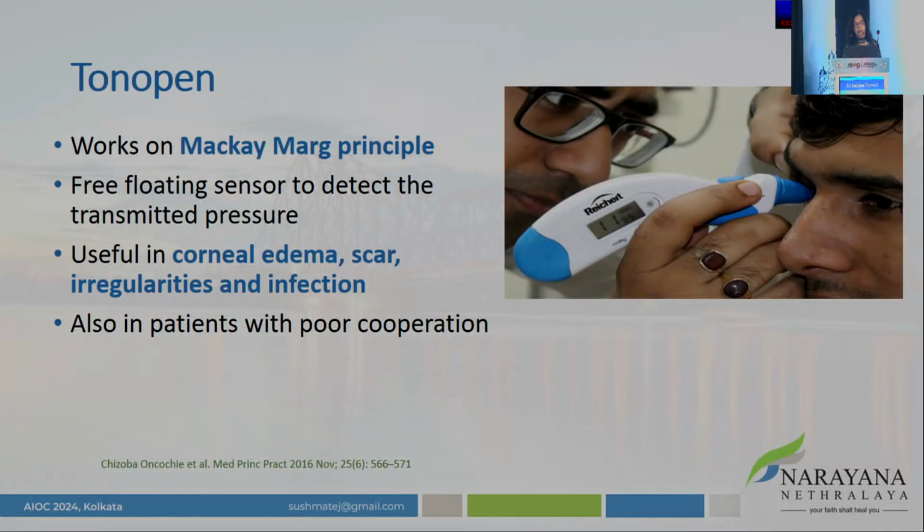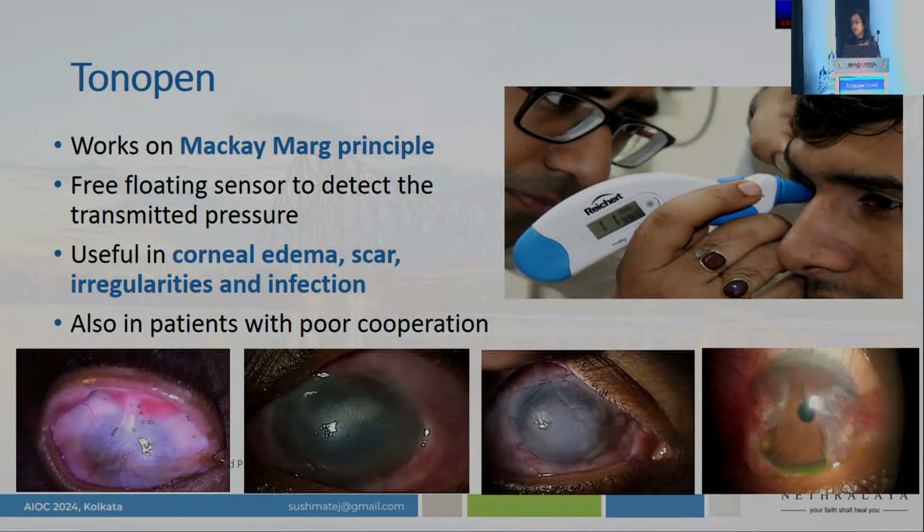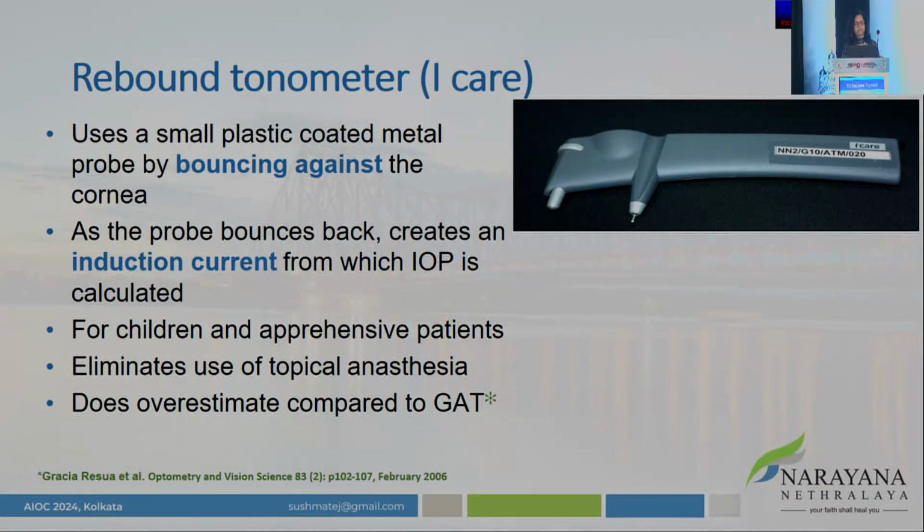Tonopen works on the Mackay-Marg principle, useful in corneal edema, scarring, irregularities, and even in infection, because we use a disposable sleeve. So for all such kinds of eyes we definitely use the Tonopen.